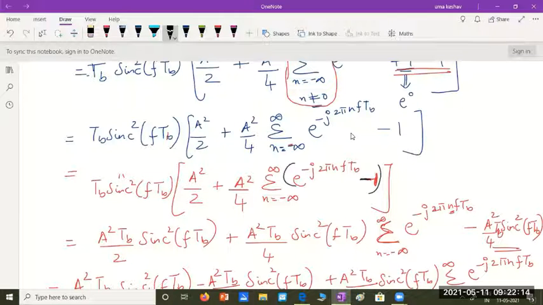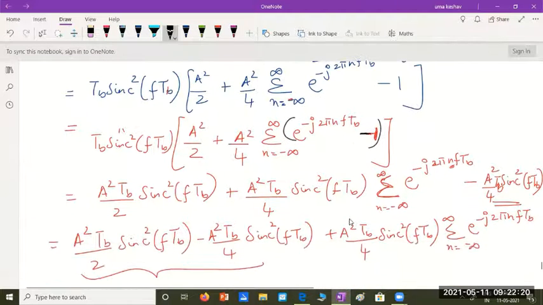Oh, yes. Okay. That plus one I removed here. Yes, ma'am. I understood now. That's why I got this. And I'm bringing it out of the summation because there is no n term here.